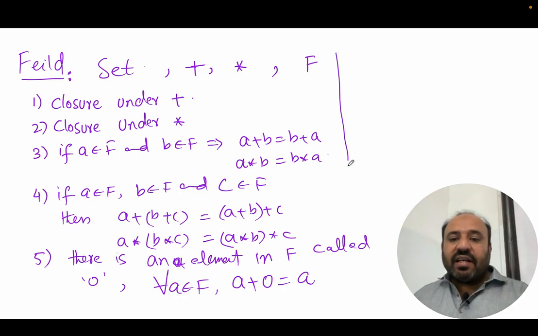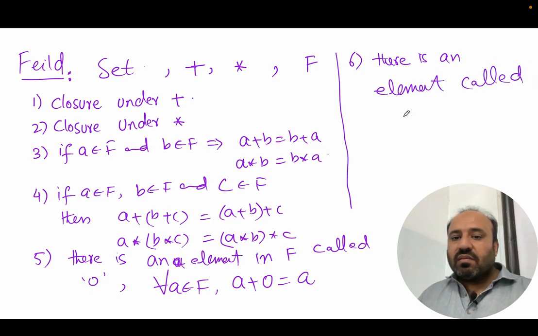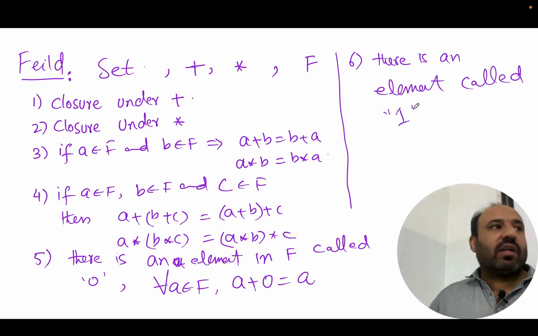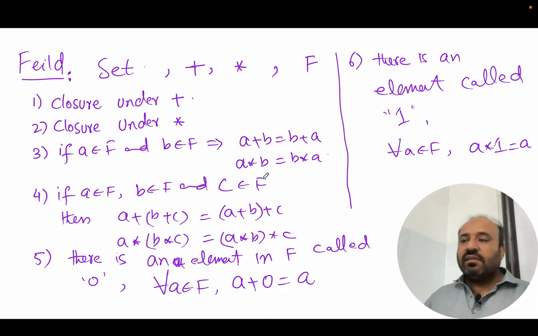Similarly, multiplicative identity. There is an element called 1. It is called 1, it is not number 1, it is called 1. That object has the name 1, such that for all a in field F, a star 1 is a. Anything else?